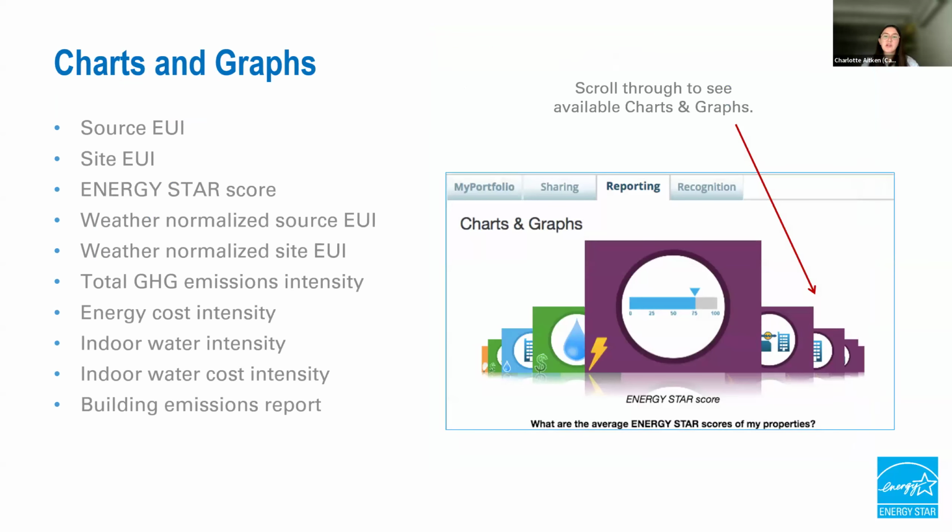The charts and graphs feature is a predefined collection of metrics for at-a-glance results for your entire portfolio. So you can generate these charts by selecting the name of the chart or its icon. And there are, I think, 9 or 10 to choose from. So quite a few options here.